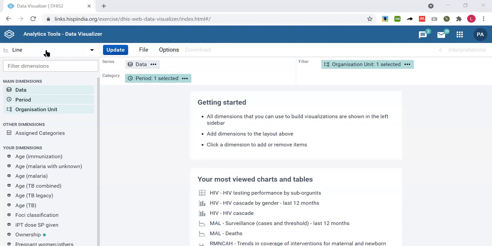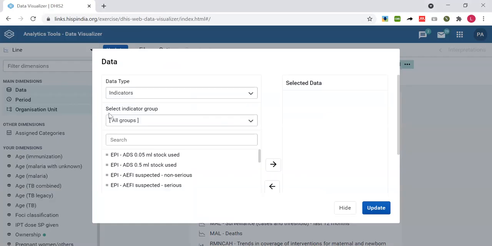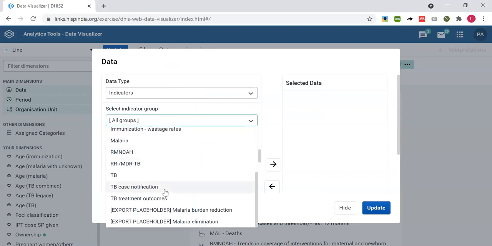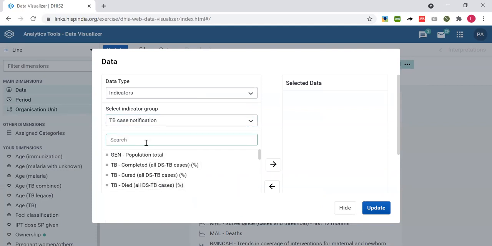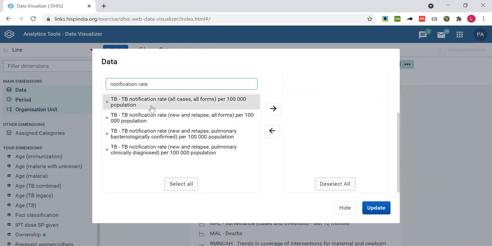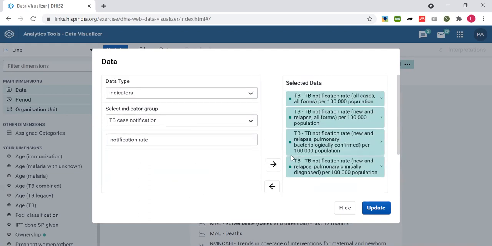And then what I'm going to do next is I have to decide on the dimensions. So first of all, the data dimension. Let me click on data dimensions. I'm going a bit fast because you are already familiar with it. I will keep the data type as indicators, and we have different groups. I will take the group called TB case notification, and here I will try to type, say, notification rate. Here we have four data items selected, like one for cases, one for relapses, bacteriologically confirmed, and pulmonary clinically diagnosed. So all these four items I will select onto this side. So that is confirmed.